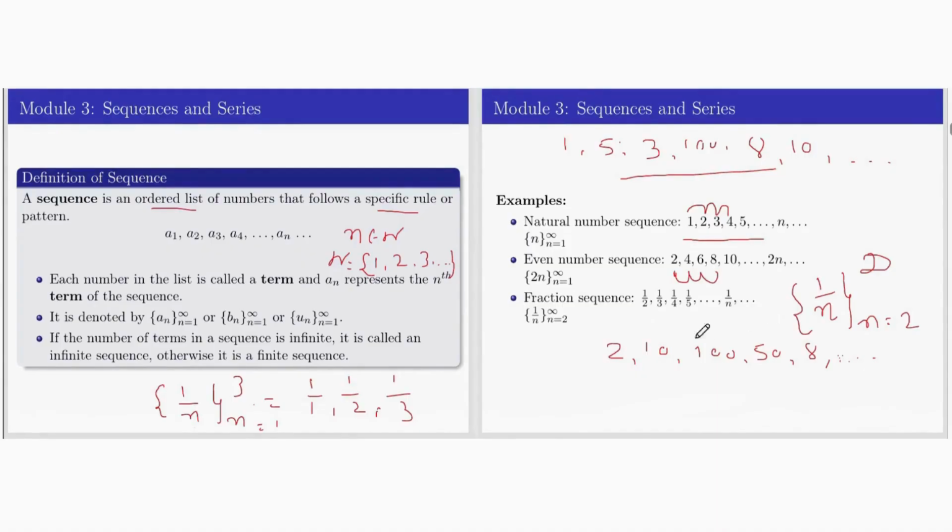So, yes or no? If the number of terms is finite, then it is known as a finite sequence, and if the number of terms in a sequence is infinite, then it is known as an infinite sequence.